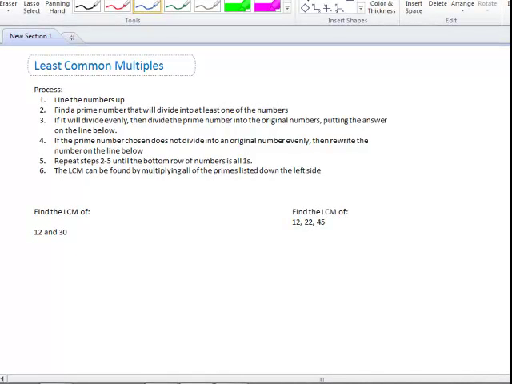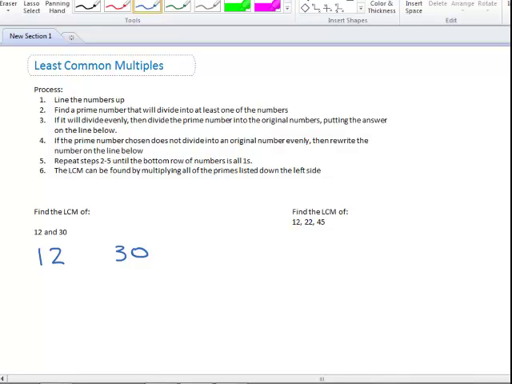Okay, let's talk about least common multiples. The steps for finding your least common multiples: you're going to first line up the numbers. So let's do an example as we go. I'm looking to try to find the least common multiple, or the LCM, of 12 and 30.